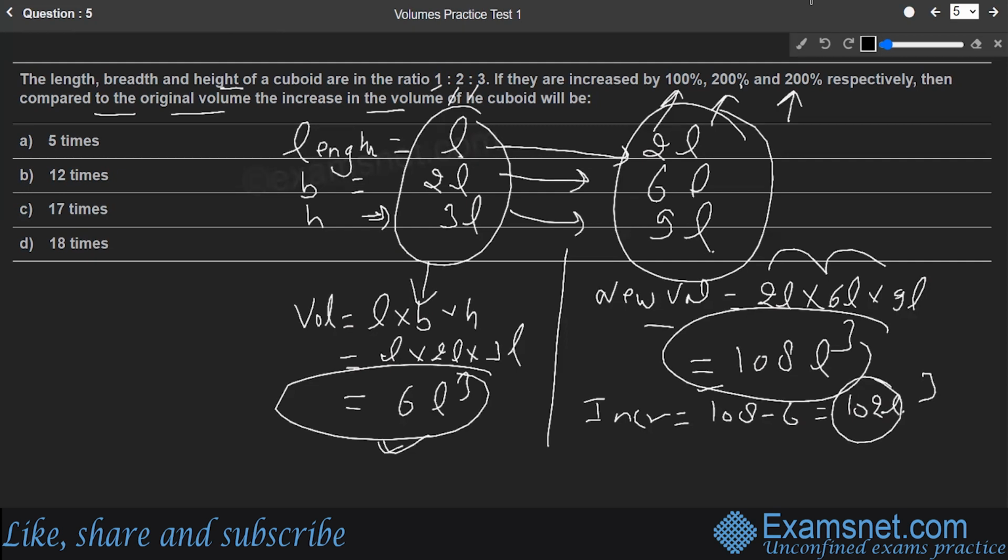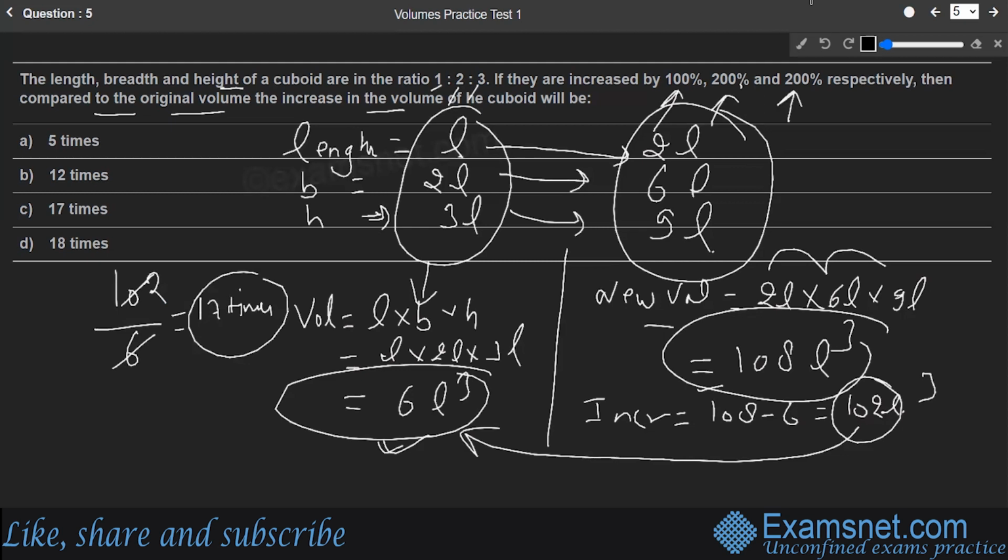Now this increase in the volume as compared to the original volume is how many times? So we can say 102 is how many times of 6? That can be found out by 102 divided by 6. That is nothing but 17 times. So it has been increased by 17 times. So option C is right.